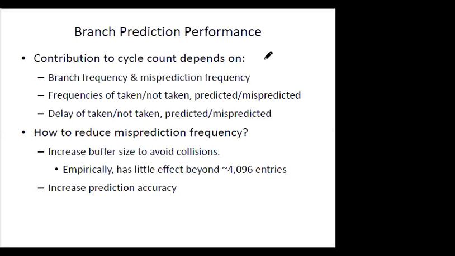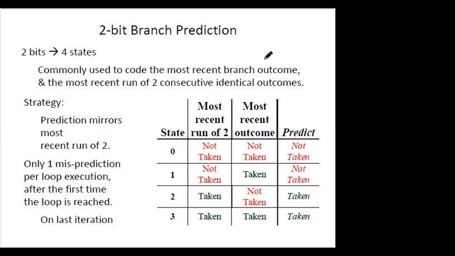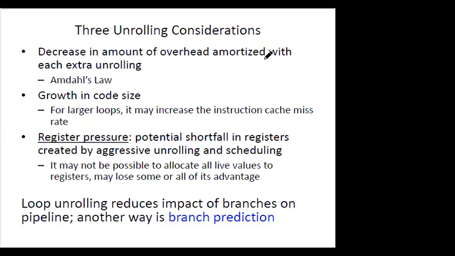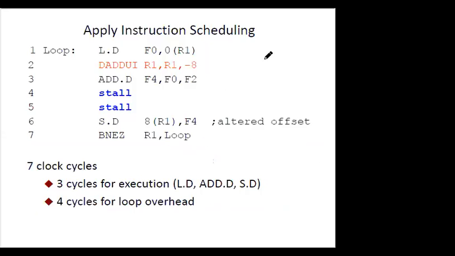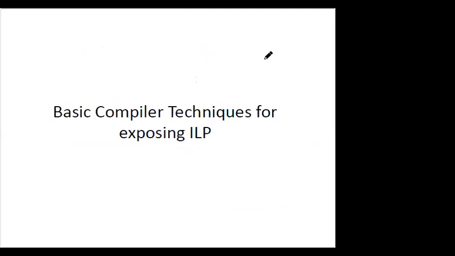In the previous lecture, we were discussing branch prediction and static and dynamic methods of branch prediction. And we discussed loop unrolling techniques in MIPS code. And these were the basic compiler techniques for exploiting ILP.